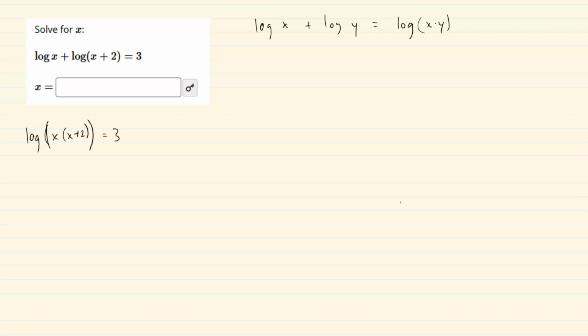In order to solve this, we can go ahead and simplify inside the logarithm first. x times x is x squared. x times 2 is 2x, so x squared plus 2x, and that is equal to 3. And then we are now ready to convert this into exponential form. So that is 10 to the third power equals x squared plus 2x.